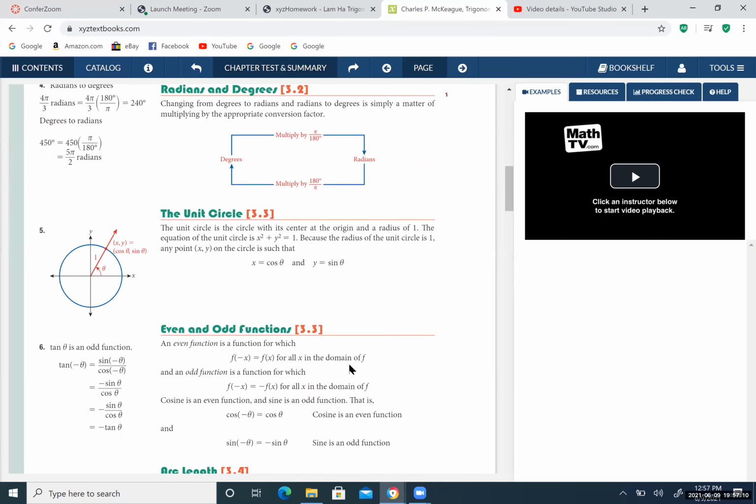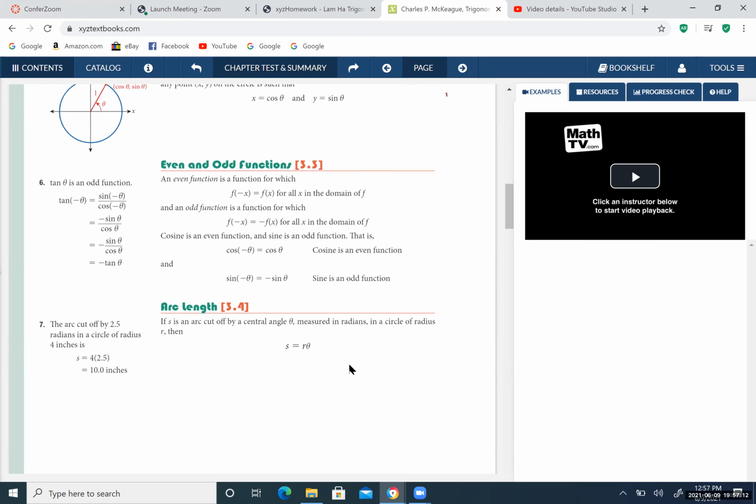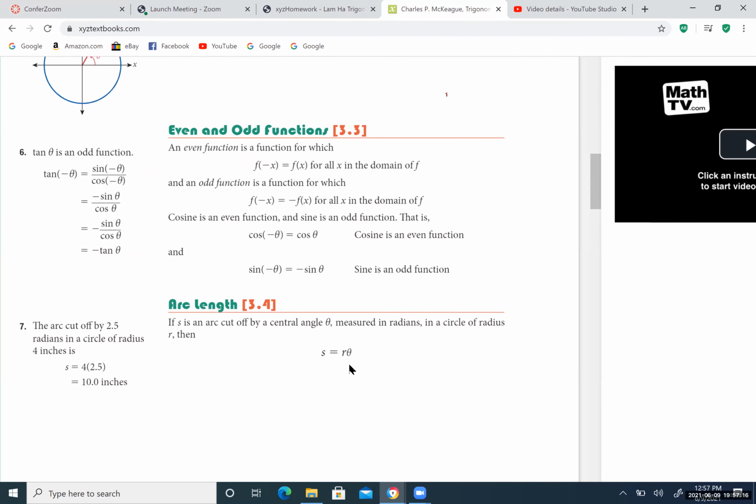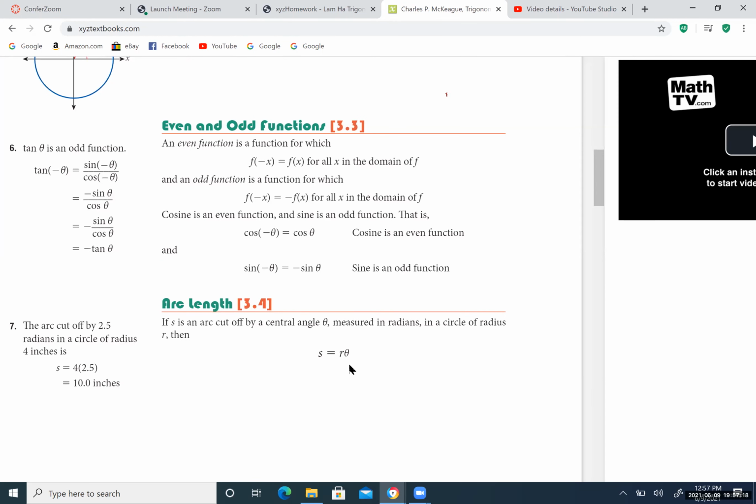All right, so we have the even and odd functions. If you learned it in algebra class, they have talked about this. For an even function, if you plug in a negative input, it all the time gives you the function f of x.